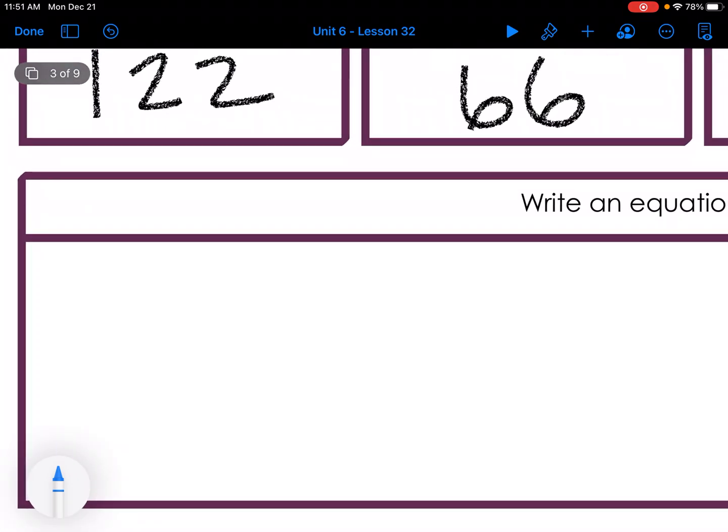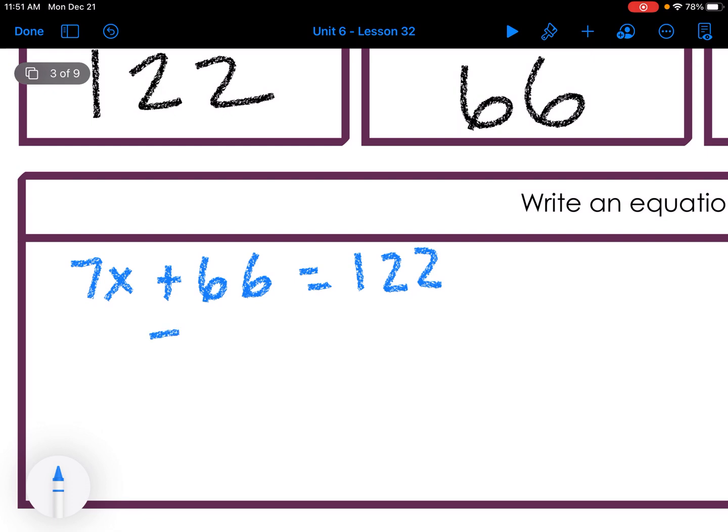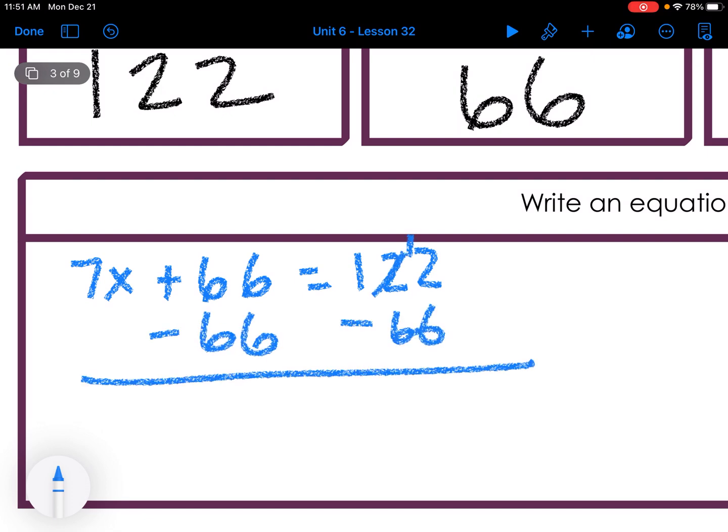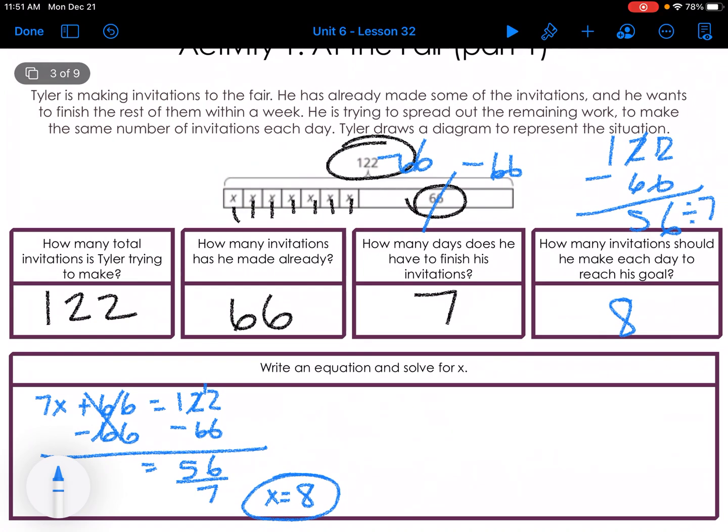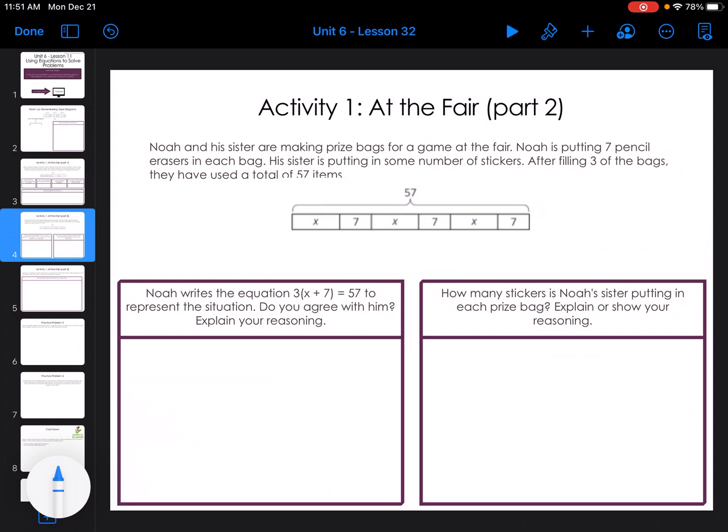So I have 7x plus 66 is equal to 122. So I zero out first. And I'm left with 7x. I divide by 7 because I just want to find out what it is for 1x. I'm trying to find for 1. So x equals 8, which is what I got in my initial tape diagram.